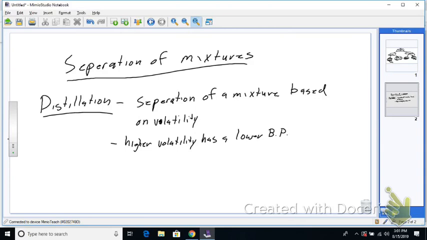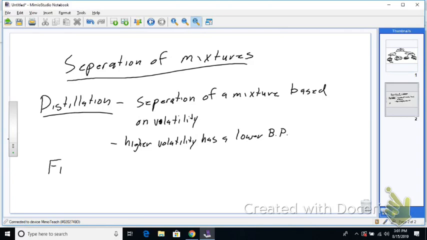Does that make sense? If we have something that's solid that's dissolved in something else, in solid form it's not very volatile, so it's not going to boil out. It's going to be left behind, and the other substances that are more highly volatile will be evaporated off. Okay? What's another thing they got listed there? It's real simple. Filtration.